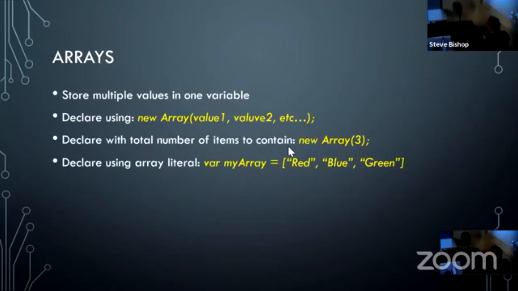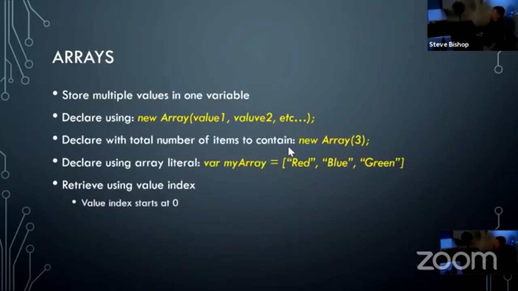Okay, so my array is assigned the value of this array with red, blue, and green inside of it. Notice that I'm not declaring any properties on that array. I'm just passing it some values. But I'm using these straight brackets that you can retrieve using the value index, and the value index starts at 0. For example, if I declare this array up here, var myArray, and just ignore the fact that I forgot the semicolon, myArray[1] will return blue.